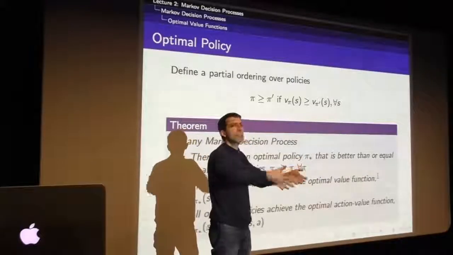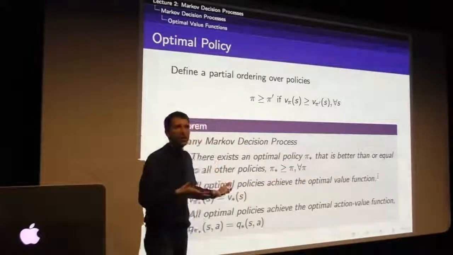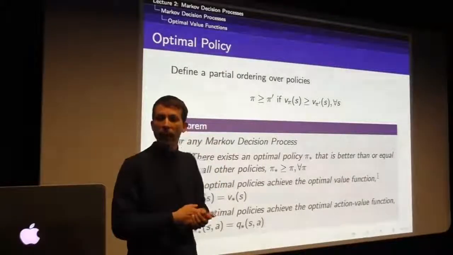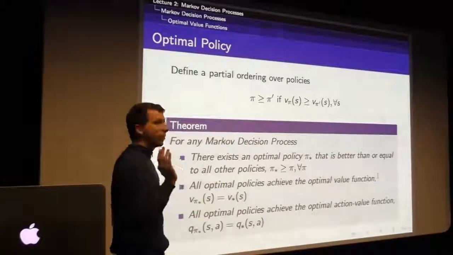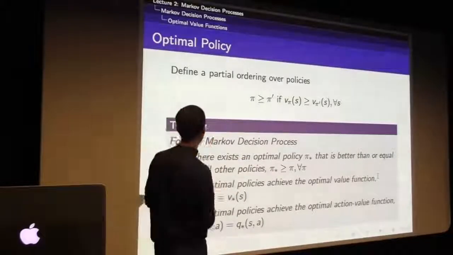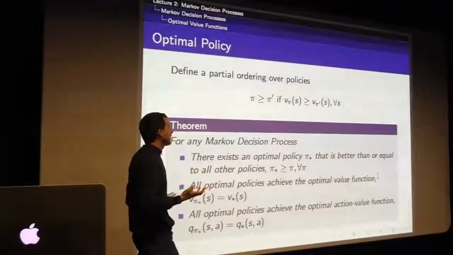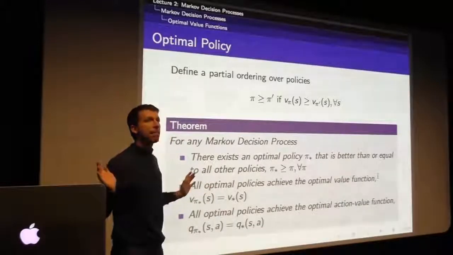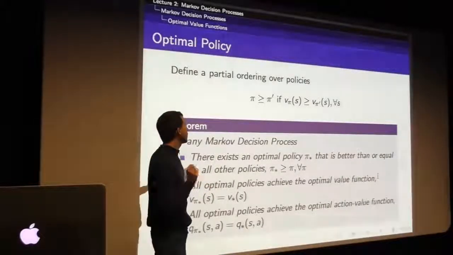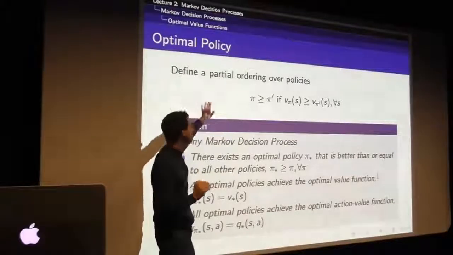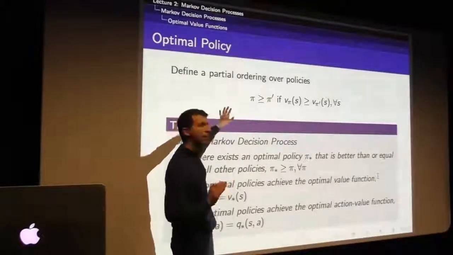It has to be at least as good in all states for us to say that it's greater than or equal in the partial ordering. Okay, and then there's this very important theorem which you'll find in Puterman and all the important texts on MDPs. This basically tells us that for any MDP at all, there is an optimal policy that is better than or equal to all other policies.